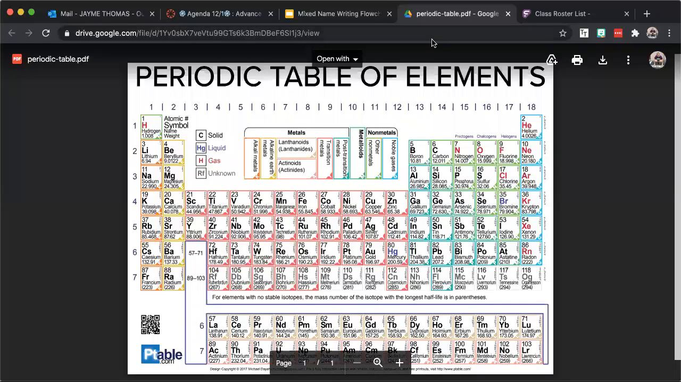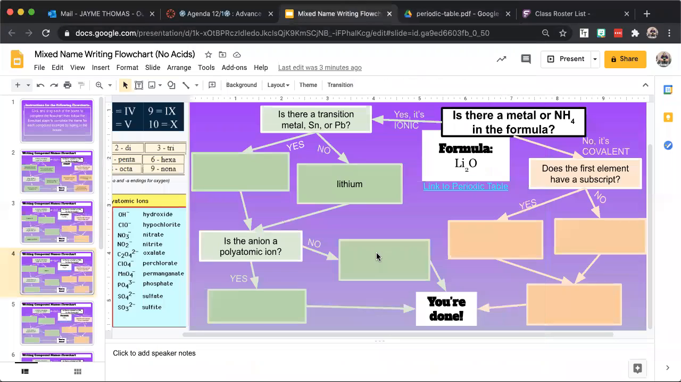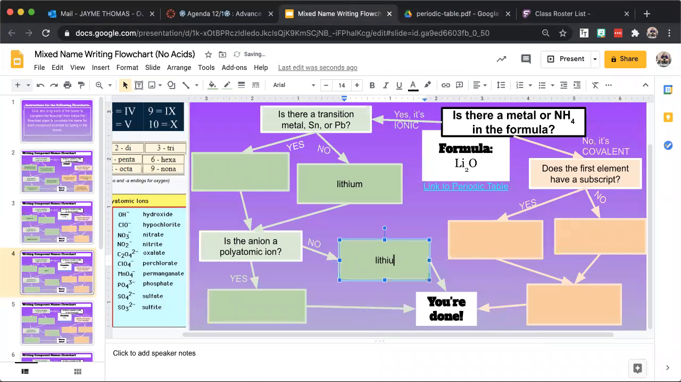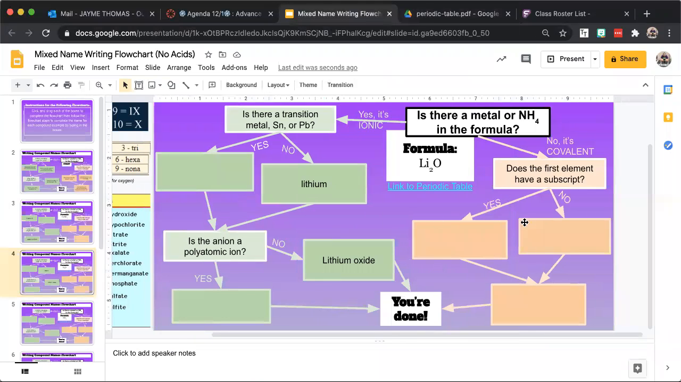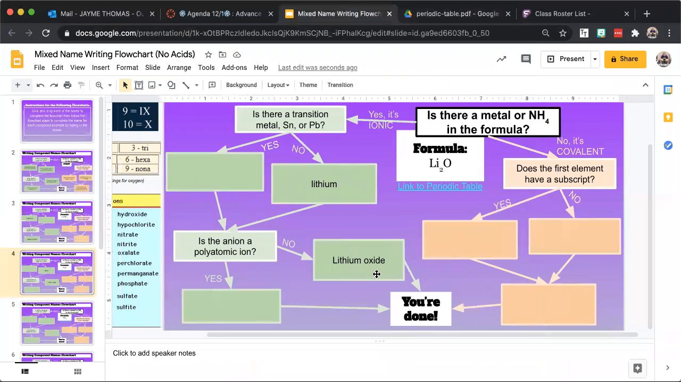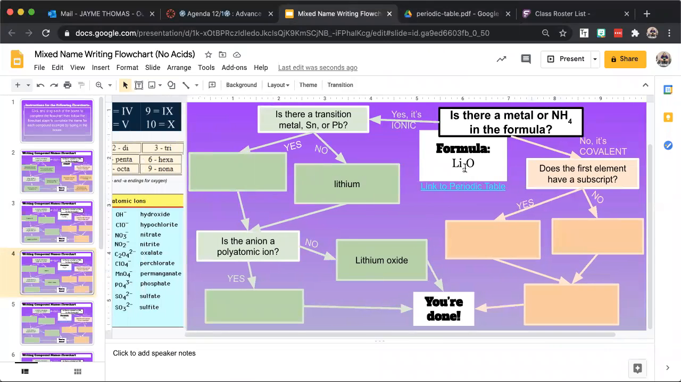Okay. So the element name is oxygen for that nonmetal, and then we need to change the ending to IDE. So after lithium, we would have oxide, and that's it. Instead of oxygen, we drop the ending and change it to IDE. So for Li2O, it's just lithium oxide. No Roman numeral needed because it's not a transition metal, and no prefixes because it's not covalent. Covalent is where we use the prefixes. So it's not like dilithium oxide. I don't need the di because this is not covalent.